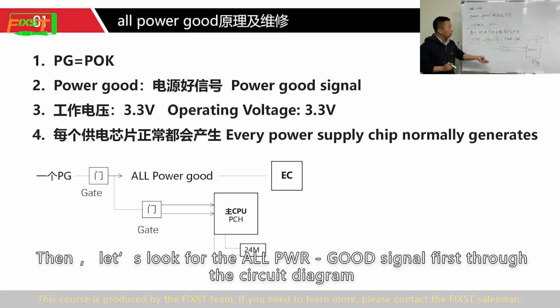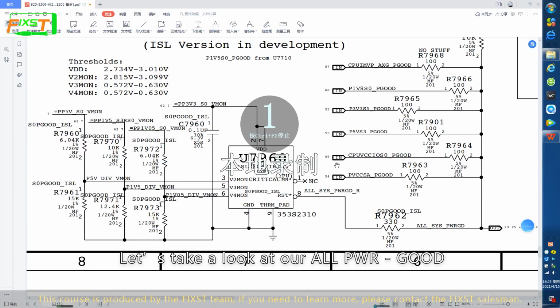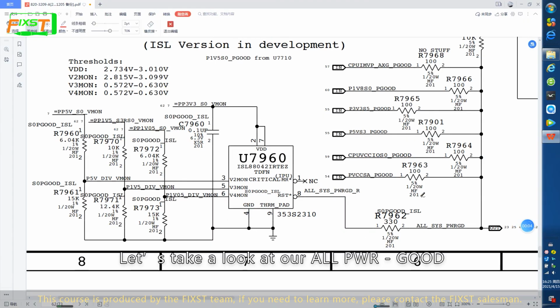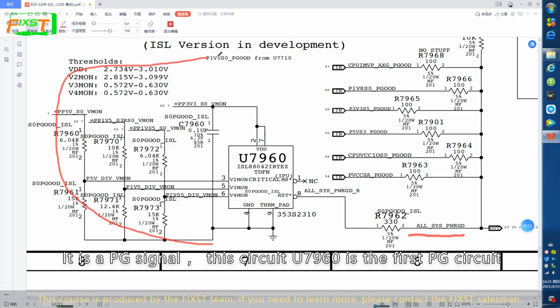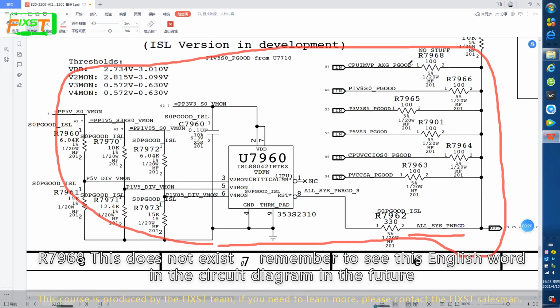And then let's look for the all PWR good signal first through the circuit diagram. You see how its circuit works. Let's take a look at this circuit diagram. Let's take a look at our all PWR good. It is a PG signal. The circuit U7960 is the first PG circuit. U7960 is relatively easy to break.